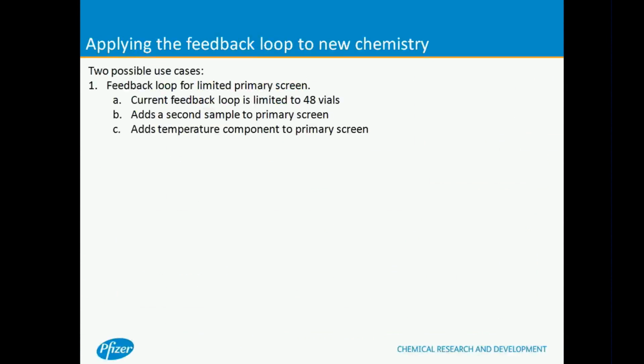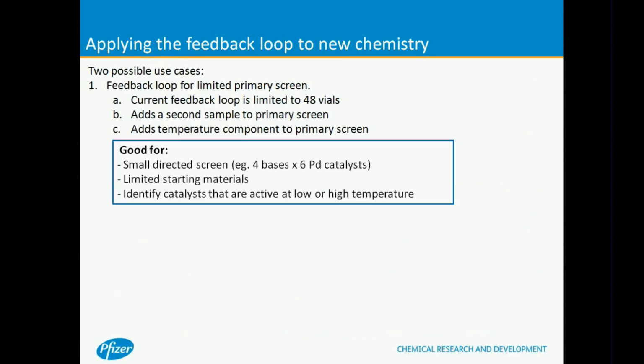So how could you imagine applying this feedback loop to new chemistry? Right now it's limited to a single plate. So we have to realize we're talking about 48 vials or less. And so we have 2 possible use cases. The first is a feedback loop for a limited primary screen. We're limited to 48 vials, but it does add a second sample, so you automatically get 2 time points built in. And it automatically adds a temperature component, which oftentimes you can't build in if you are material limited. And so this is good for a small directed screen.